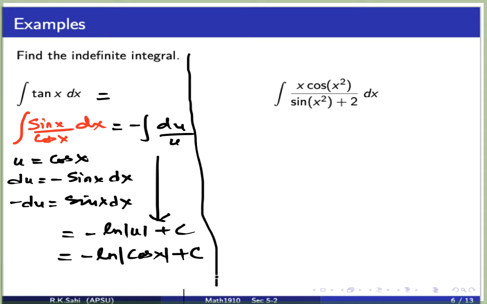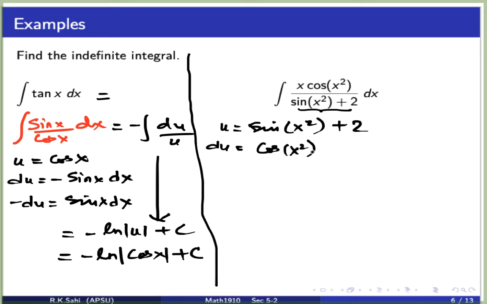Let's look at the next problem. Here we have sine x squared and cosine x squared. So let's look at, if I take the differential of the denominator, do I get the numerator? Because that's the only option here. So u, if I take it to be sine x squared plus 2, what's my du? Remember, it's going to be a chain rule. It's going to be cosine x squared, matching the top, times 2x dx. So we almost have exactly the same thing. The only thing is the 2 is extra.